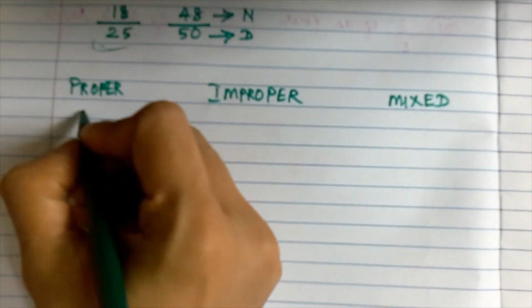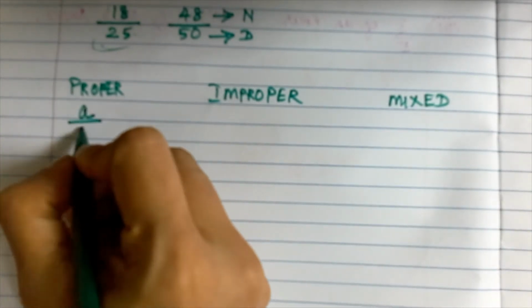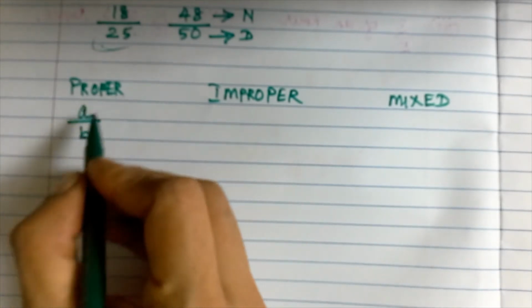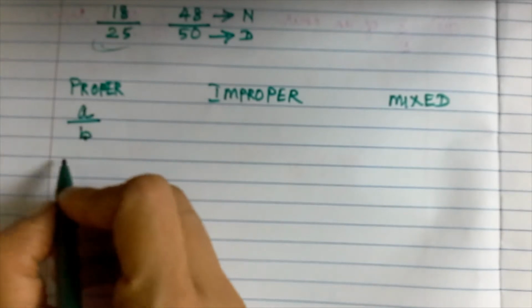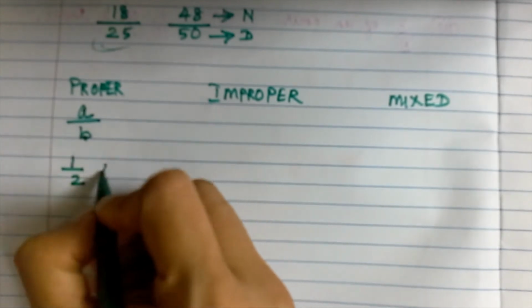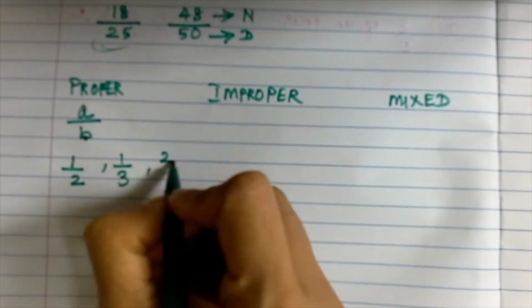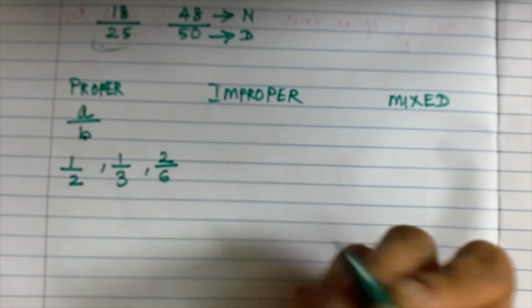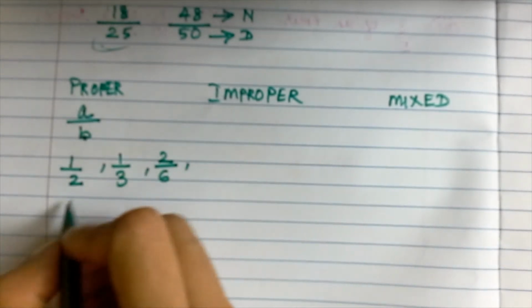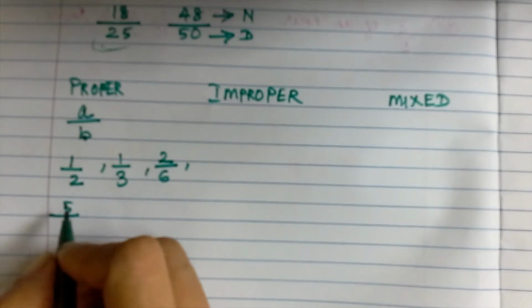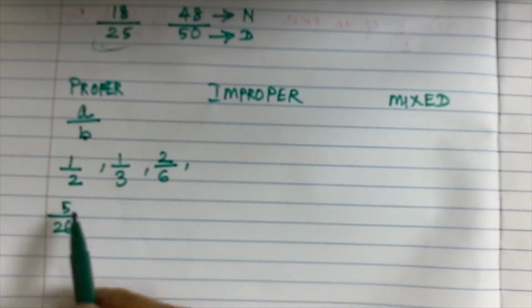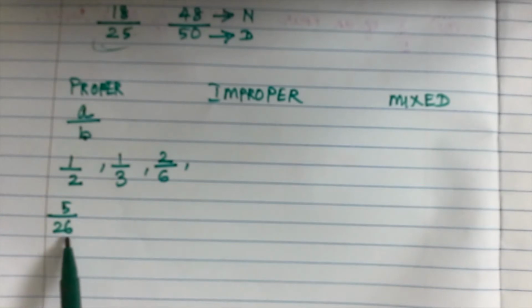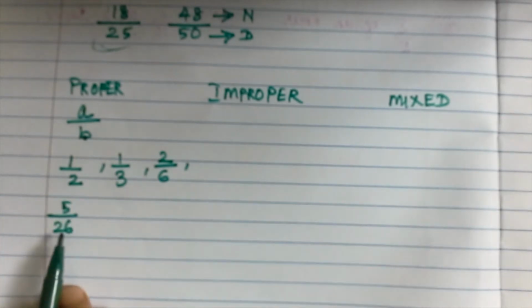A proper fraction is one where, any fraction first of all being denoted by a by b, my numerator is less than my denominator. For example, 1 by 2 or 1 by 3 or 2 by 6 or 5 by 26. These are proper fractions where my numerator is less than my denominator. So proper fractions are always less than 1.